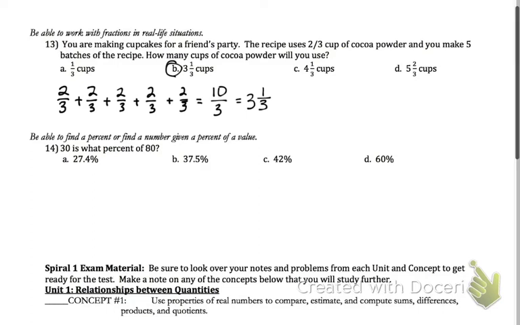A little bit easier way to do this problem would just be to multiply 2/3 by 5. The way that we multiply fractions is we make our whole numbers into fractions, and then we multiply across. 5 times 2 is 10 over 3, which again is 3 1/3.